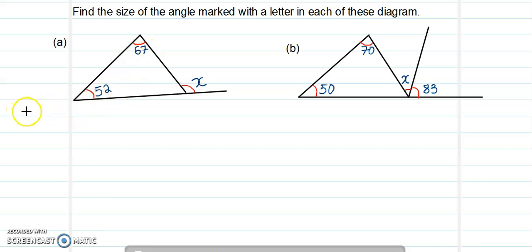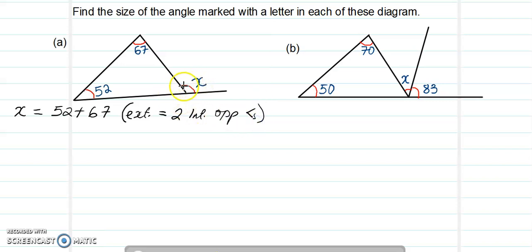So that means x, which is the exterior angle, the angle outside, is equal to 52 plus 67. We note that the exterior angle is equal to the two interior opposite angles. So x is equal to 52 plus 67, which gives us 119 degrees. So 119 degrees is our x.